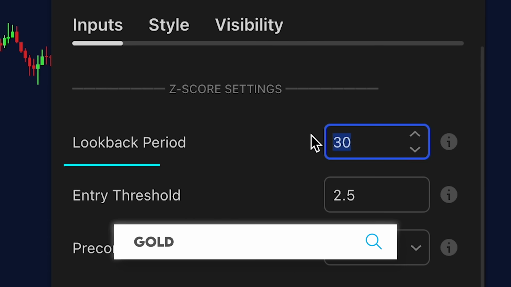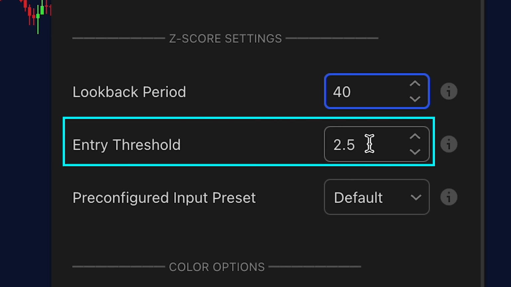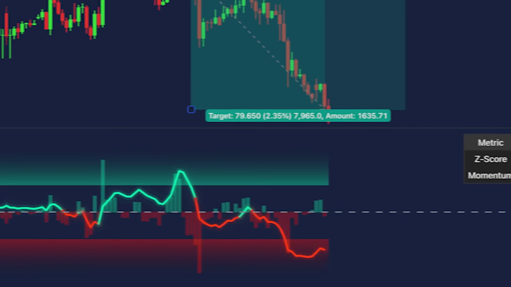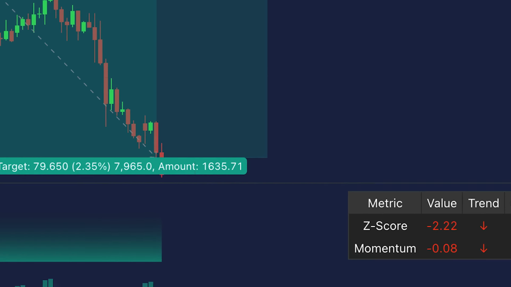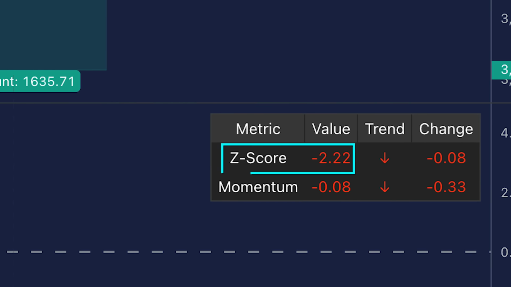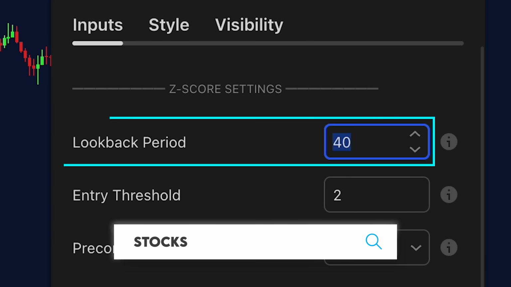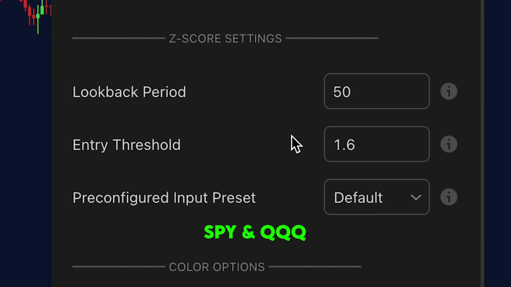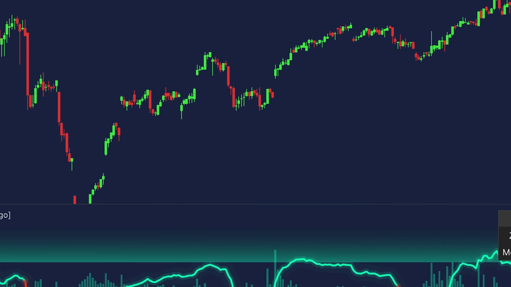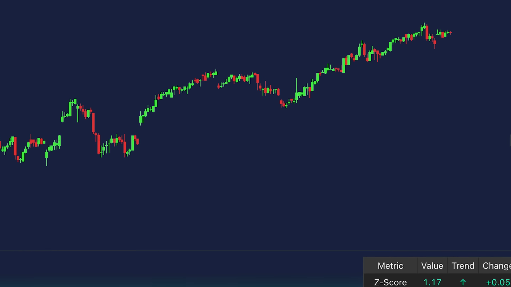For gold, use a look back period of 40 with standard plus or minus 2.0 thresholds. Gold shows excellent statistical mean reversion during Asian sessions, particularly when Z-score exceeds extreme levels. For stocks, set look back period to 50 with plus or minus 1.6 thresholds for SPY and QQQ, because stocks have the cleanest patterns, especially during regular trading hours.